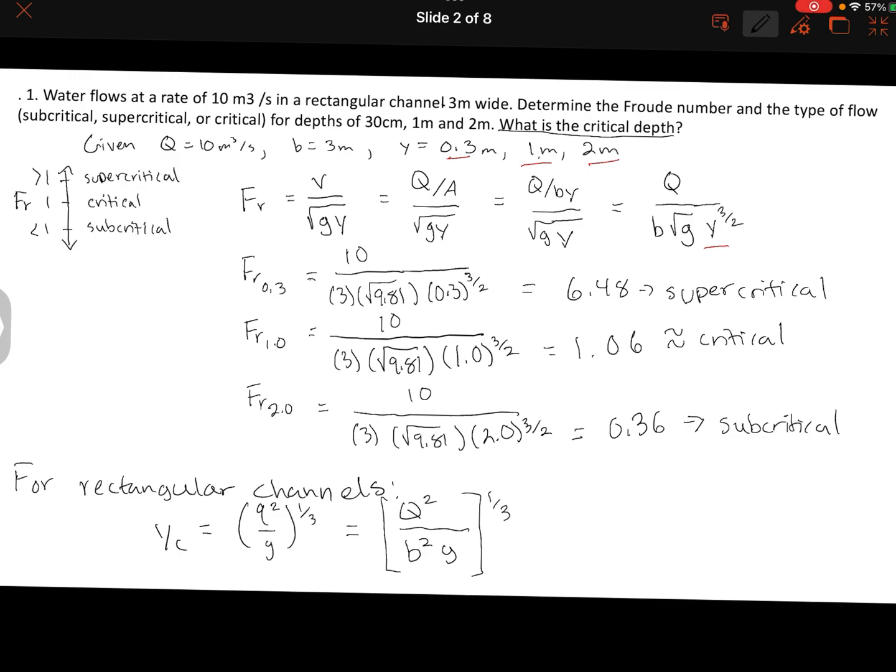If we substitute in 10 for our Q, 3 meters for our B, and the acceleration of gravity, we end up with a yc of 1.04 meters, slightly greater than the 1 meter that gave us a Froude's number close to 1.